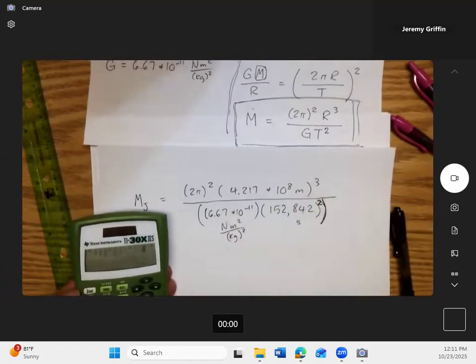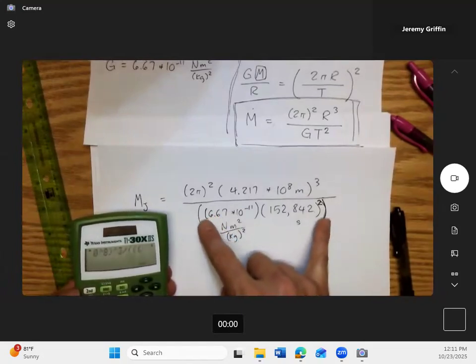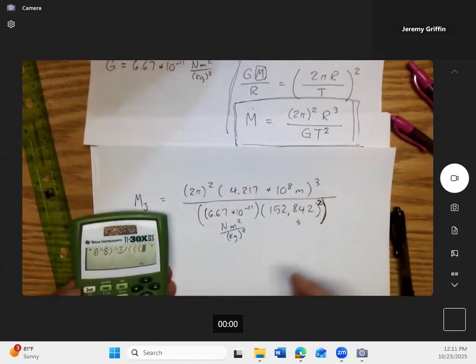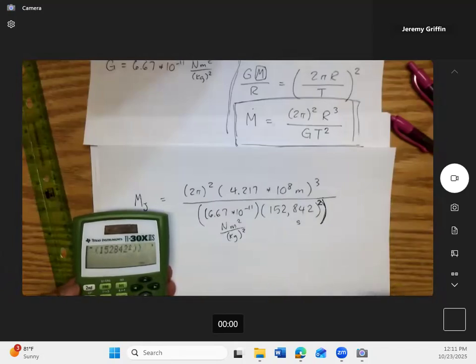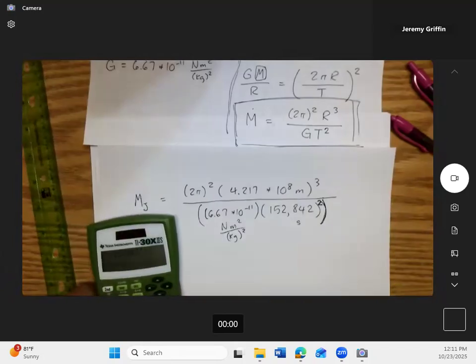Then divide by. Then open up some more parentheses, because everything else is in the denominator, so I don't want to close too early and accidentally stop dividing. 6.67 times 10 to the negative 11. Close, open. 152,842 squared. Okay, you know what? Before I hit enter, I'm going to Google the answer.